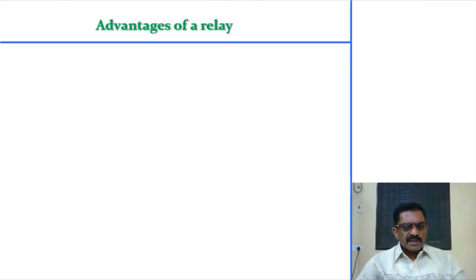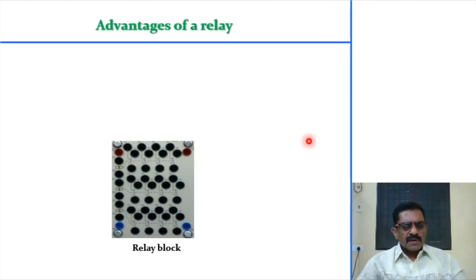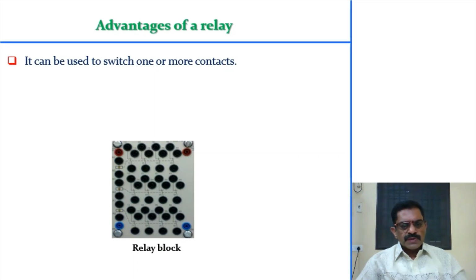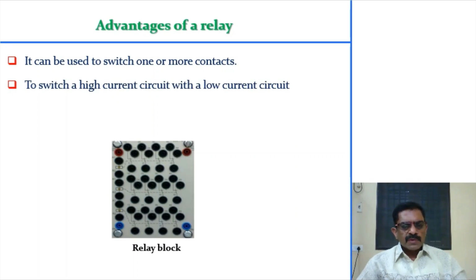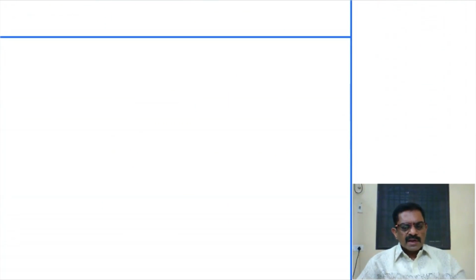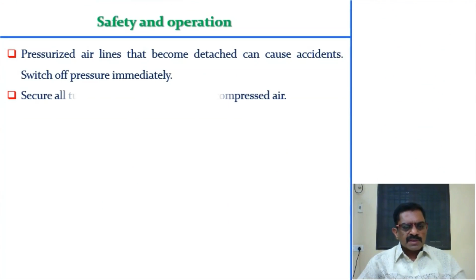So here are the advantages of relays. You can have a number of outputs. If you have one relay coil, that can be used as input everywhere. That is the real use of a relay coil, and it can be used to switch one or more contacts, to switch a high current circuit with a low current. That is another advantage. And safety in operation always requires utmost care.